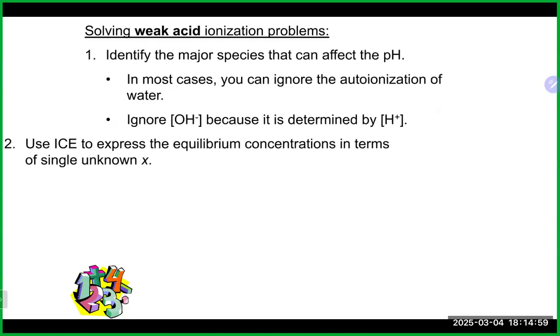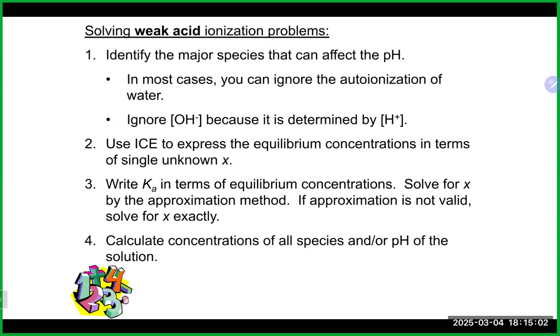All right, so as we saw here, we want to identify the major species that will affect the pH. In most cases, we can ignore the autoionization of water. What that means is, in pretty much all cases that we do in this particular class and in most classes that you do, we do not worry about the autoionization of water, basically water itself producing H plus or OH minus.